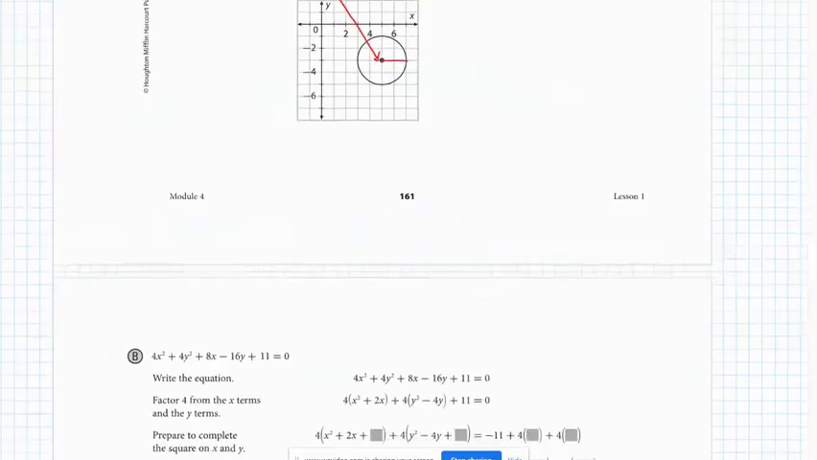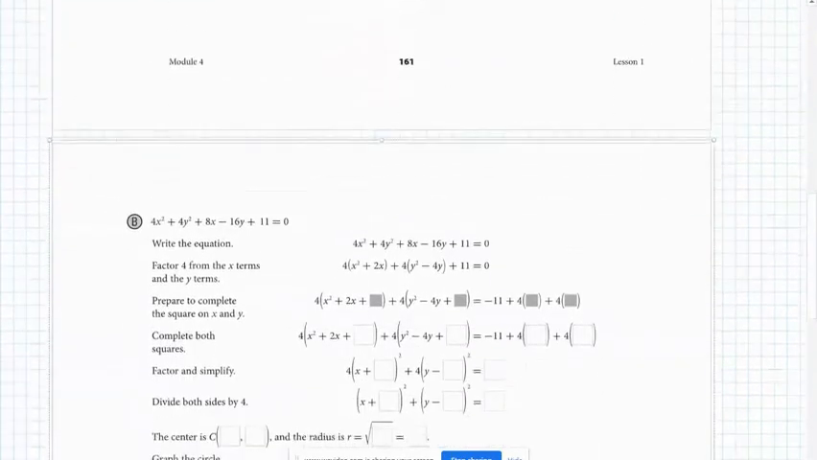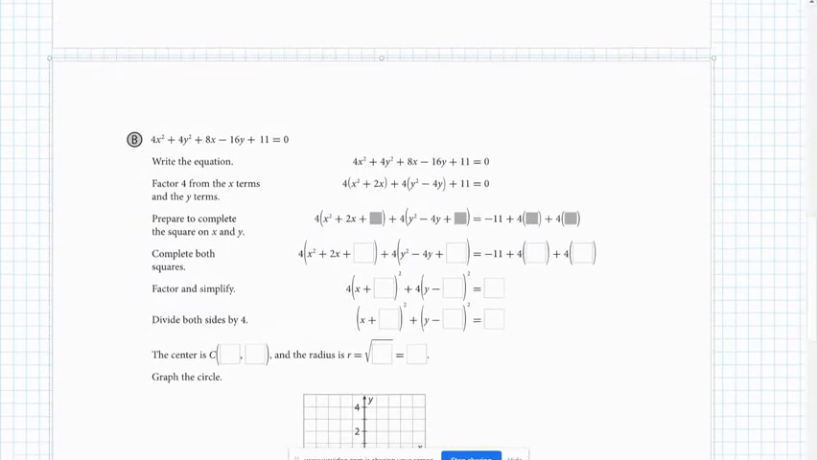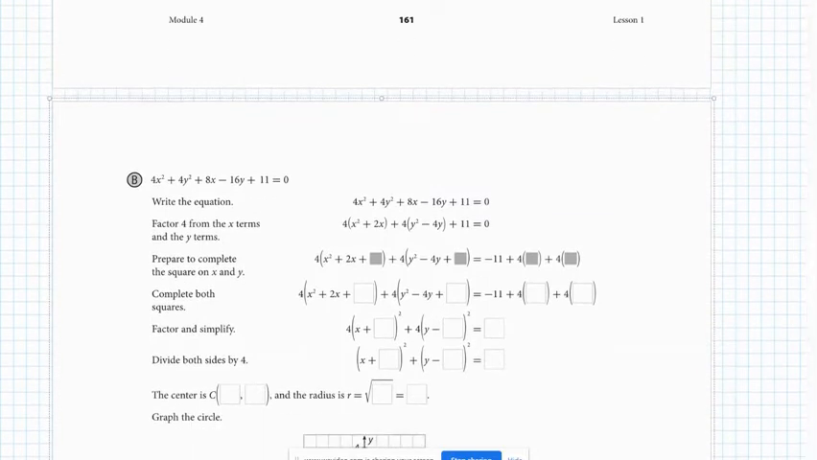Okay, so go ahead and try example B. It is actually a little bit different because of the 4 that's in front of each of these. And so what we're going to do is first factor out the 4 from the x's. So we take these two x terms, factor out the 4 out in front, and we're left with x squared plus 2x.